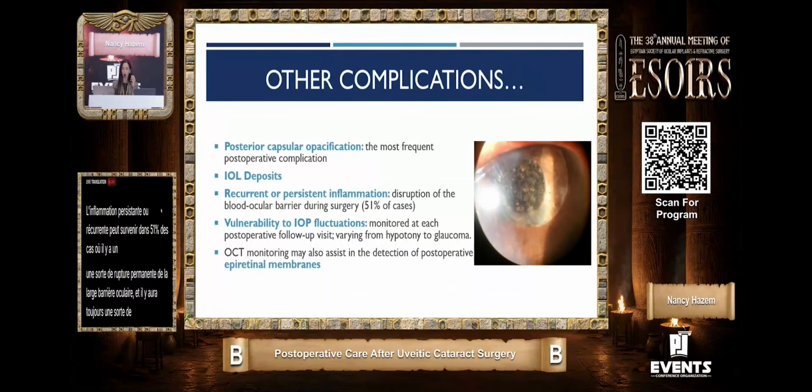There is a kind of permanent break of the blood ocular barrier, and then there will always be some kind of subclinical inflammation. We also have to know that these patients are highly vulnerable to IOP variations, ranging from IOP spikes going straight into glaucoma, or going the other way into chronic hypotony, and this needs to be managed very closely and aggressively because of the possible risks.